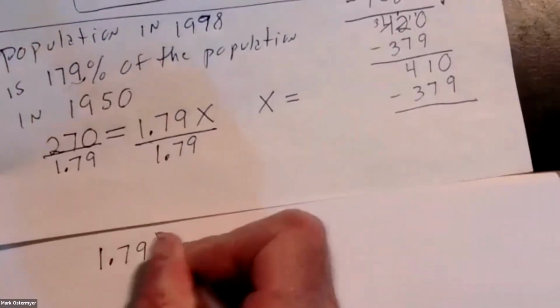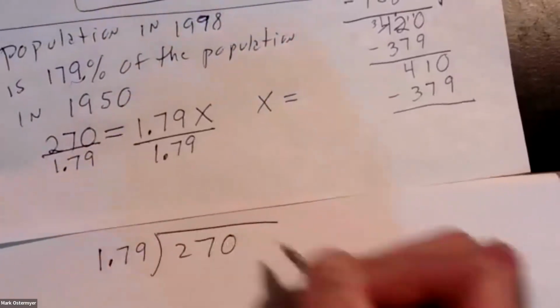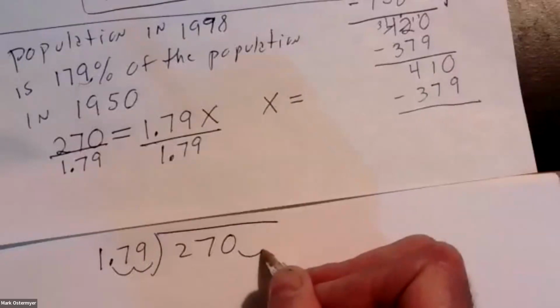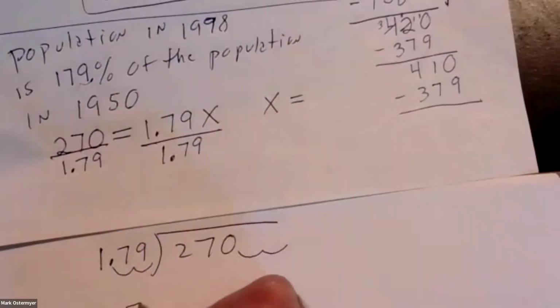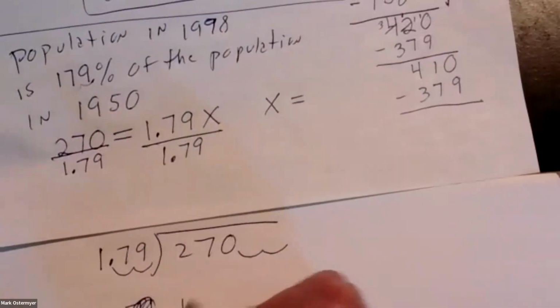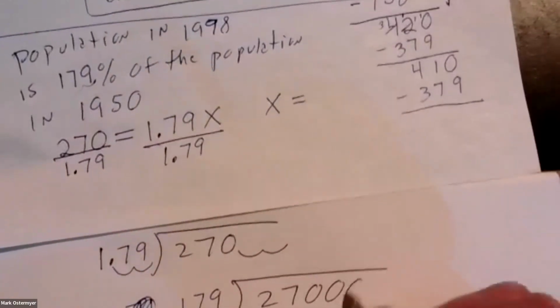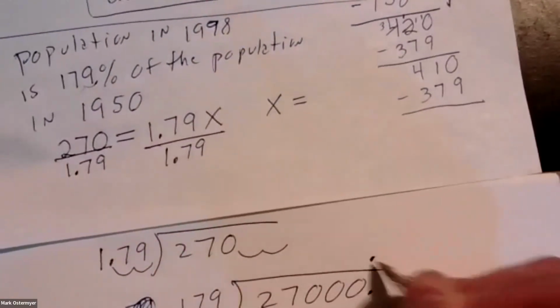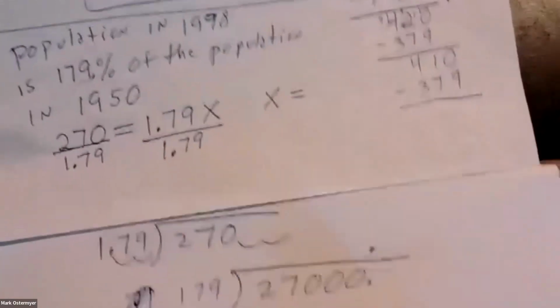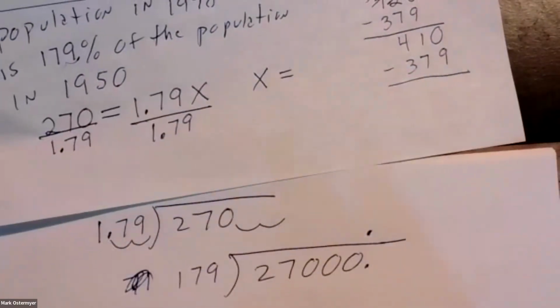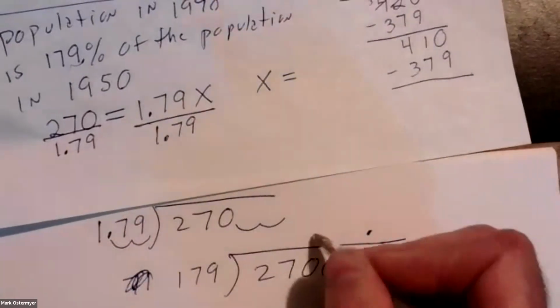1.79 divided into what? 270, correct? Yes. Move the decimal point two places to the right in the divisor and two places to the right in the dividend, so we have to add two zeros. It's like dividing 179 into 27,000. How many times does 179 go into 270? One time?